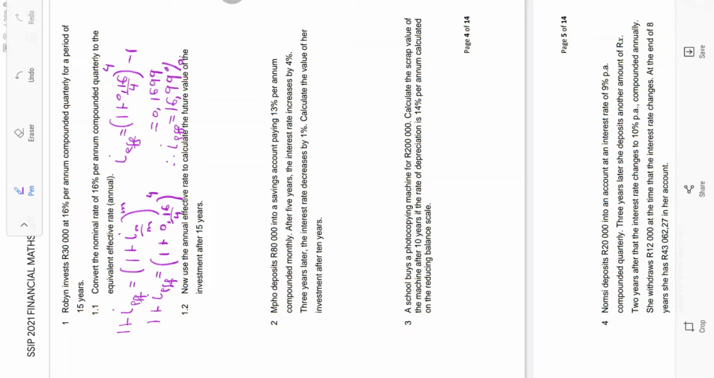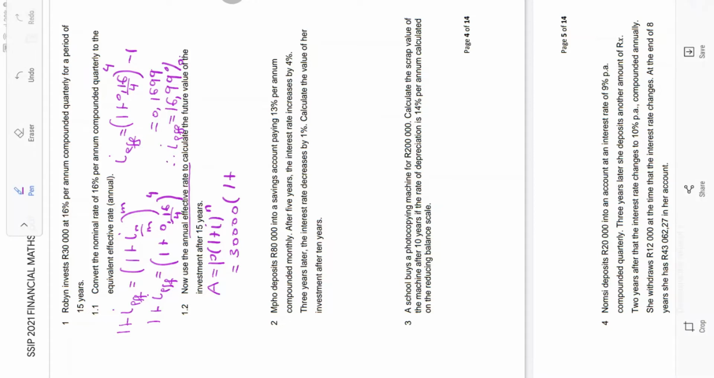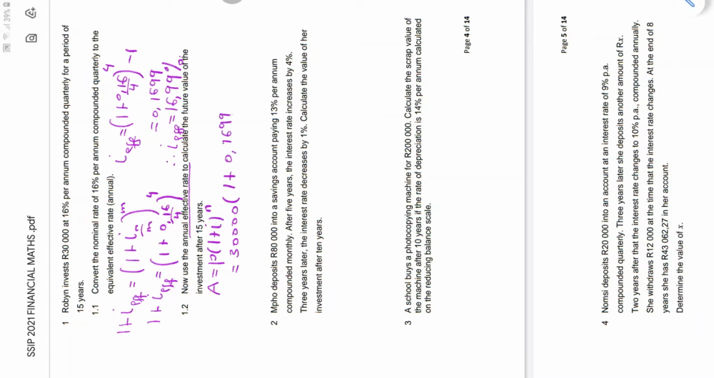Now use the annual effective rate to calculate the future value of the investment after 15 years. So it's compound interest. So use the formula A equals P brackets 1 plus i to the power n. The original amount is 30,000 brackets 1 plus. The question tells us to use the annual effective rate, the one we have just calculated, 16.99%. You divide it by 100, you get 0.1699 to the power 15.